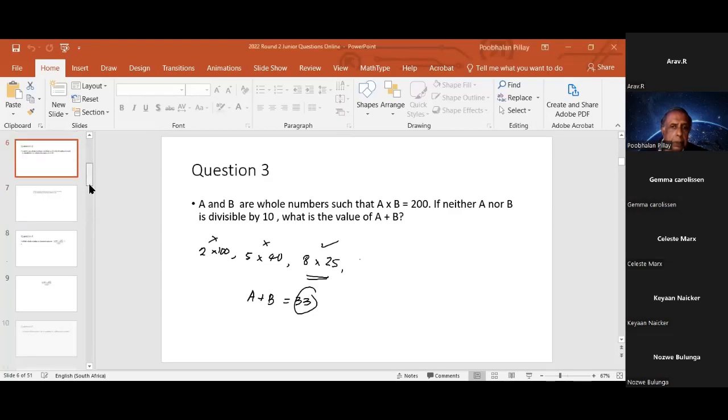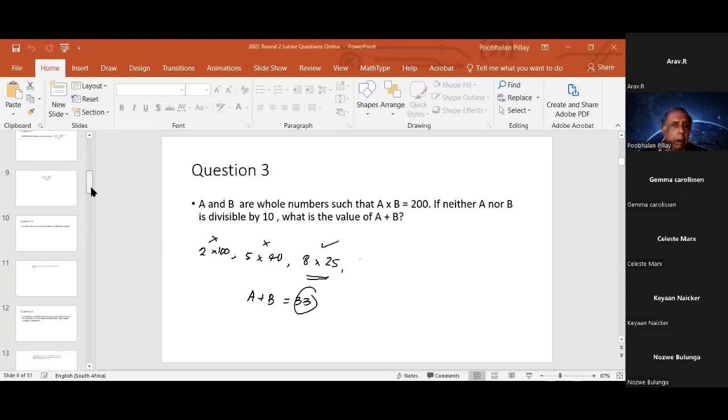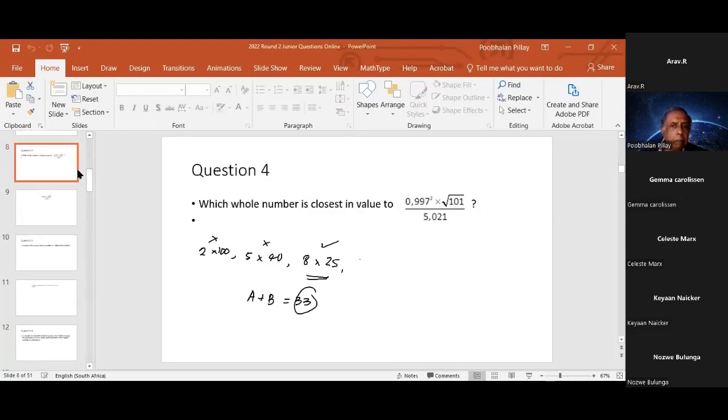Okay, now we go on to question 4. Question 4 says, which whole number is closest in value to this? Well, it's a problem on approximation. So you need to approximate all these objects in this question.